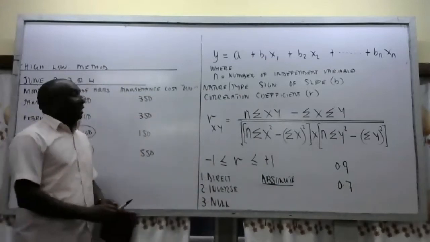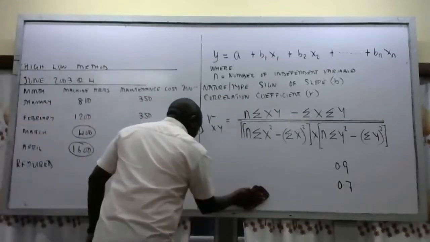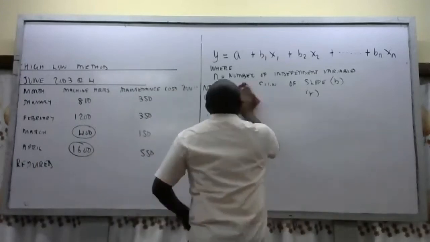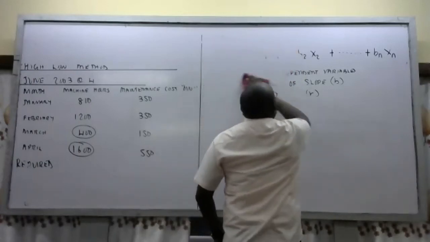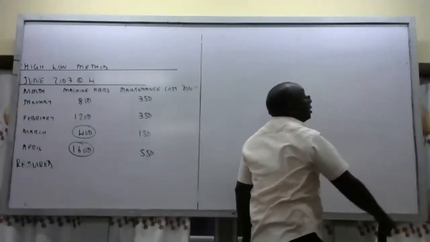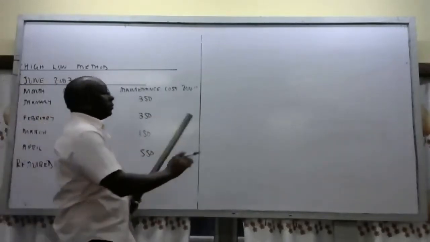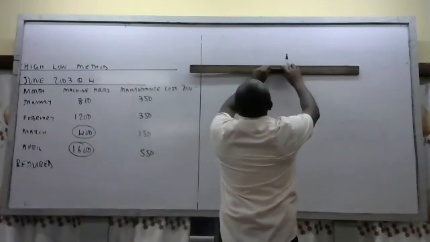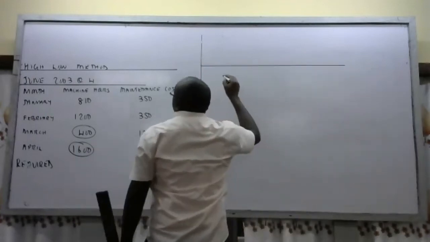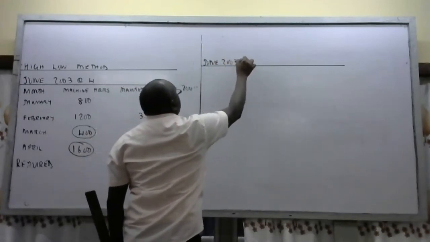So let us solve this question, June 2003, question 4, using regression. Let us solve that question. So when you are solving regression, we are solving the question of June 2003, question 4.